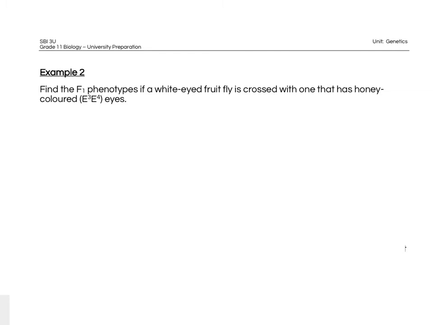I'm going to get you to try it on your own, and then we'll take it up. So in this particular example, it says find the F1 phenotypes if a white-eyed fruit fly is crossed with one that has honey-colored eyes. And they give me the genotype for that. So I'd like you to try this question and then resume the video when you've attempted it, and the answer will be there for you.